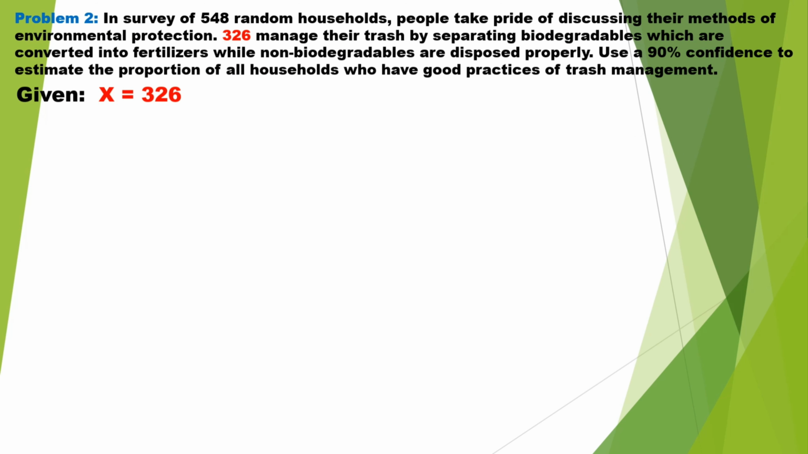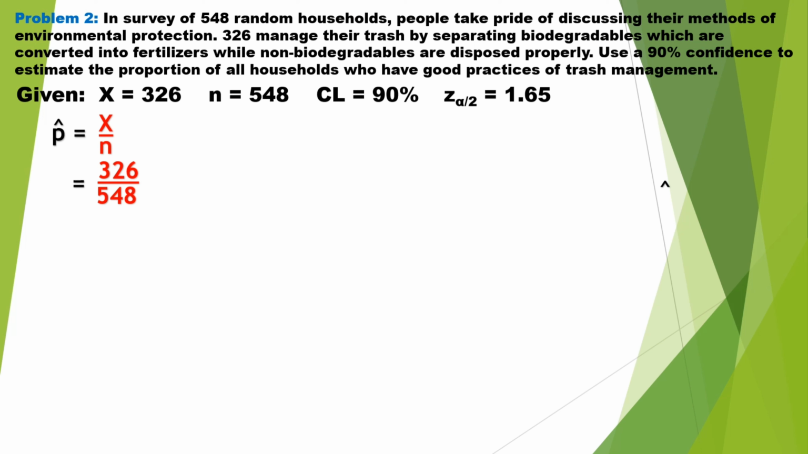To enumerate the given, X, who represent all households who have practiced good trash management, is 326. The sample size, or N, is equal to 548. The confidence interval is 90%, whose Z alpha over 2 value from the Z table is 1.65.